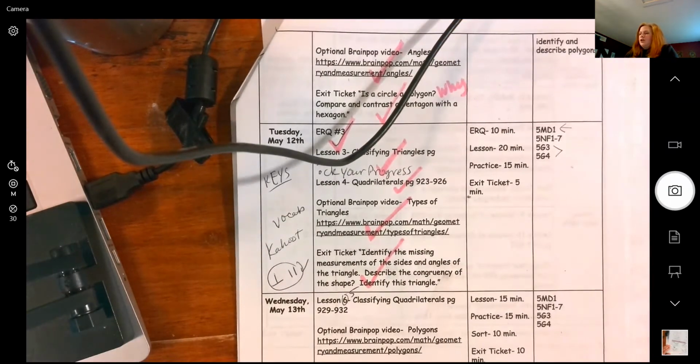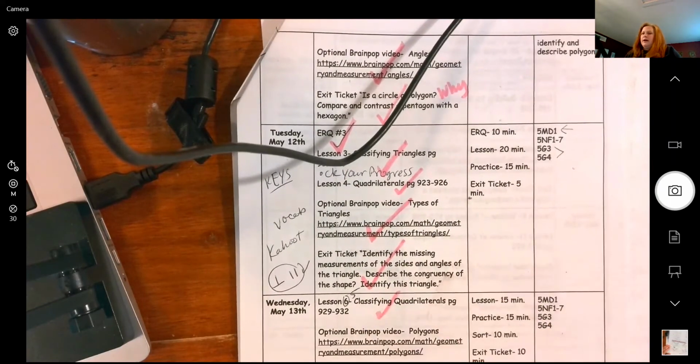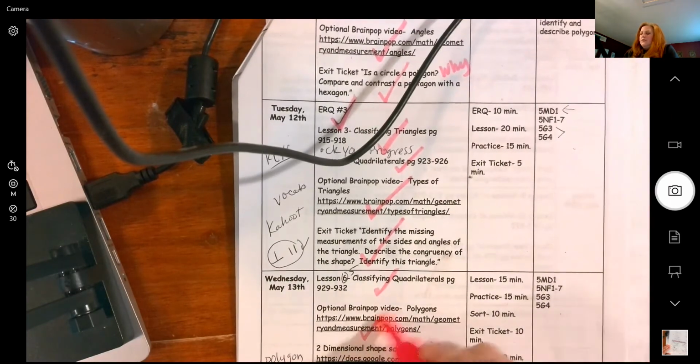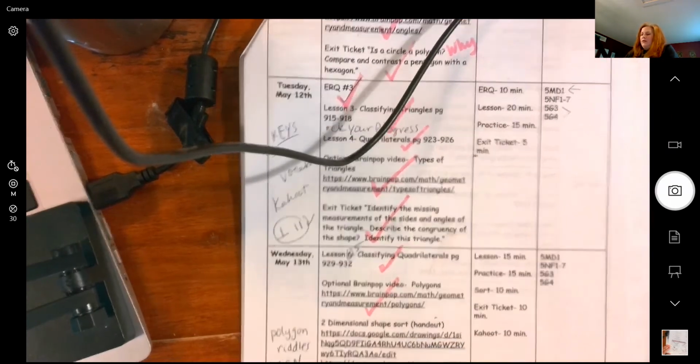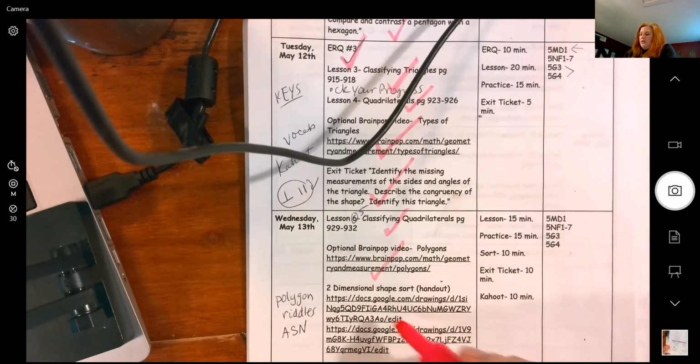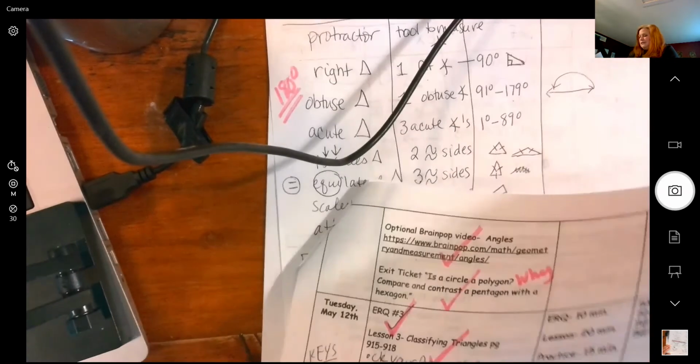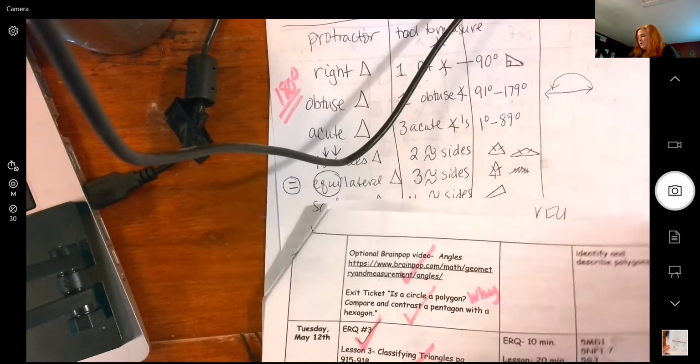First thing we're going to do is check back where we were yesterday, which was classifying triangles. Today we're going to work on classifying quadrilaterals by sides and angles. We're going to add some vocabulary to your vocabulary list. There's an optional BrainPop video on polygons, and then also a two-dimensional shape sort. So we're only doing one lesson today to give you plenty of time to do that, and then your exit ticket. And there's no warm-up or ERQ or anything like that. So your exit ticket today is your shape sort.